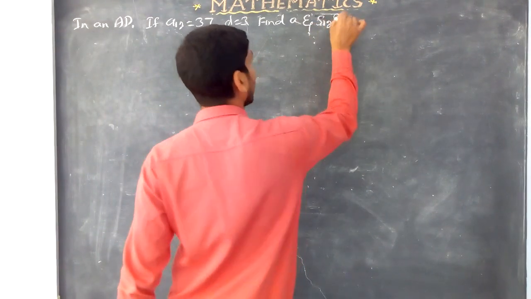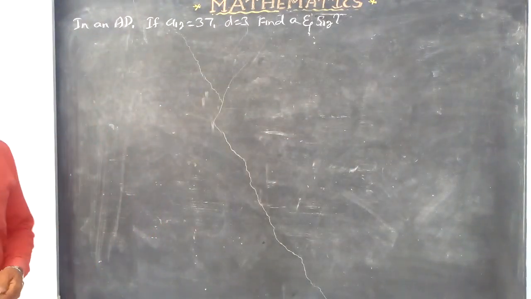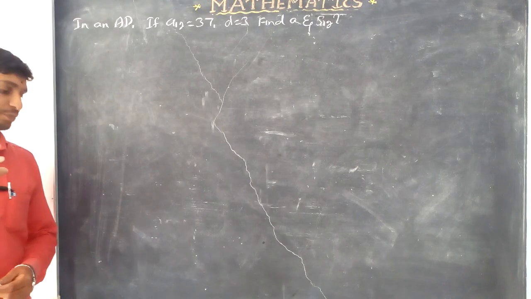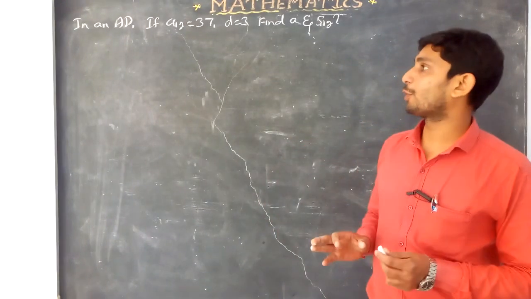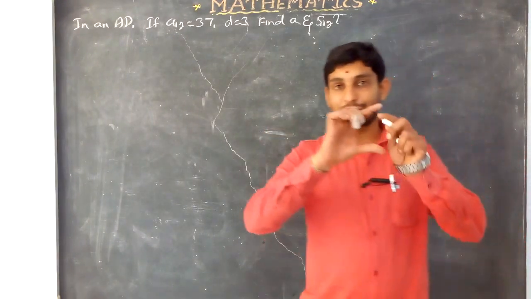Find A and S12, that is the question. This is question number 3. We are in question number 3. Okay, now let's try to understand the problem. In an AP, again there is one AP.